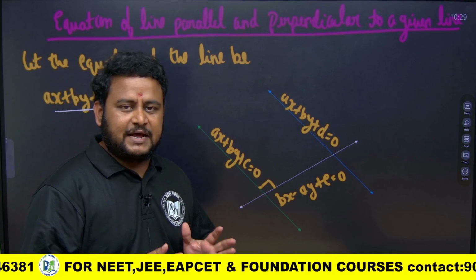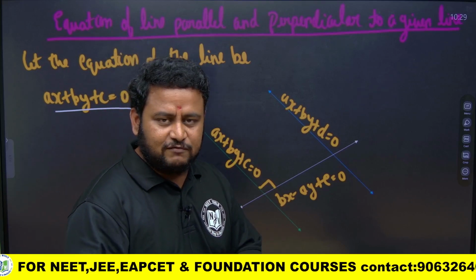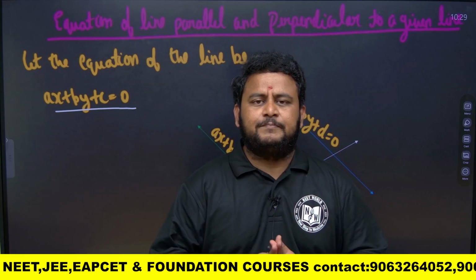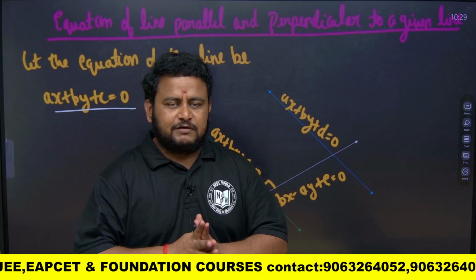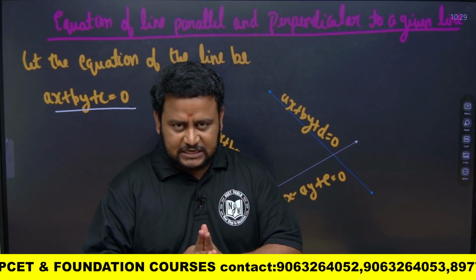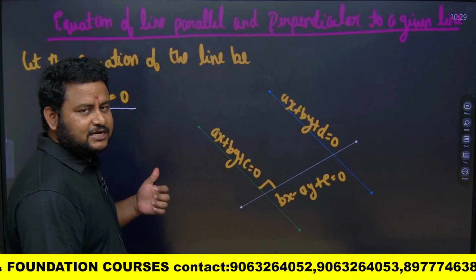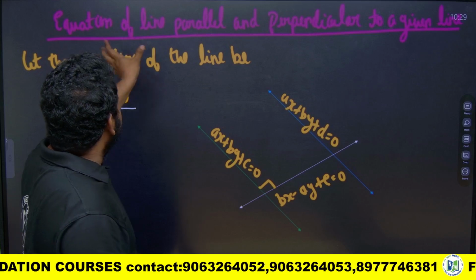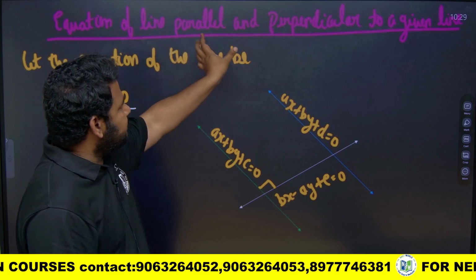While talking about condition for parallel and perpendicular lines, that is when we are talking about slope, for parallel lines the slope is equal, m1 will be equal to m2. When we talk about perpendicular lines, the product of the slopes m1 m2 will be equal to minus 1. Got it? But while discussing that, I also told you what will happen to the equation of a line parallel and perpendicular to a given line.